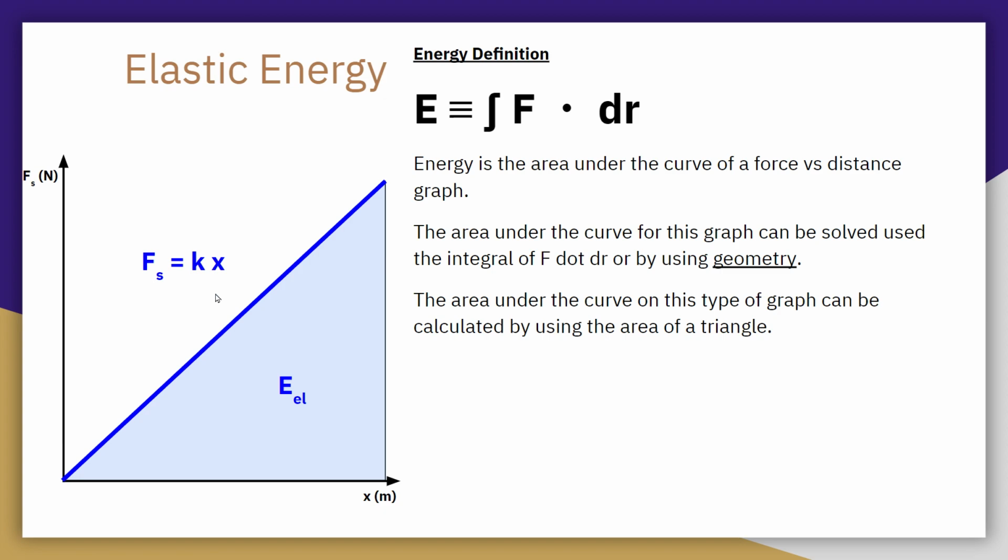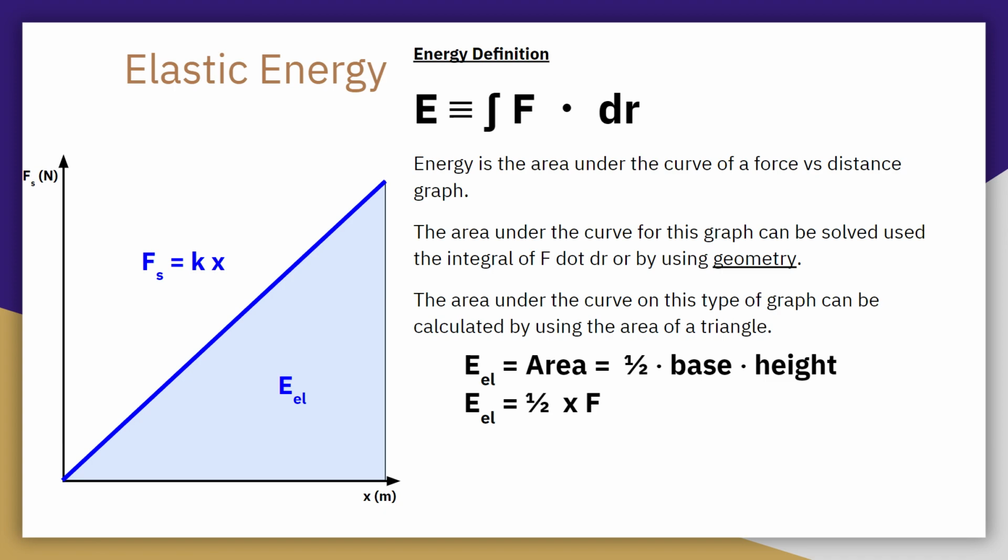Our elastic energy is the energy stored within the system. It is the integral of F dot dr, the area under the curve on this graph. Well, we certainly can solve for it once again with calculus, integration. But this is a triangle, so we can solve for it using geometry. So our elastic energy is equal to the area under the curve on this graph, which is 1/2 base times height.